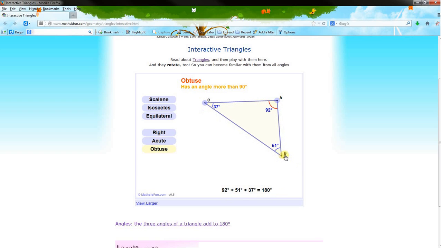So in your lesson today, in your lab, I want you to practice with this interactive triangle by visiting mathisfun.com with the link below, and practice adjusting these triangles. This is important for you to learn how to be able to identify these.